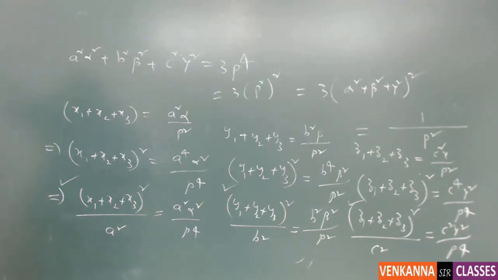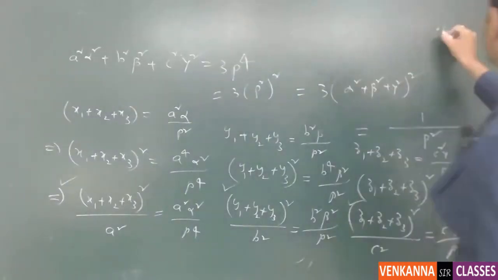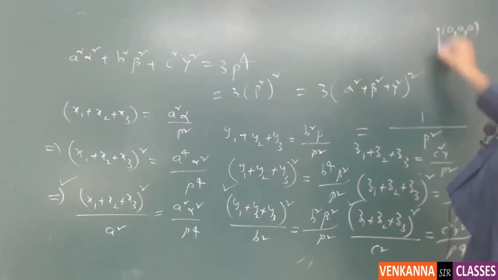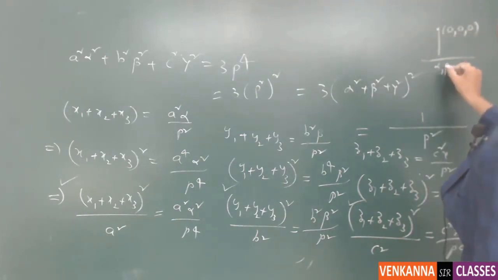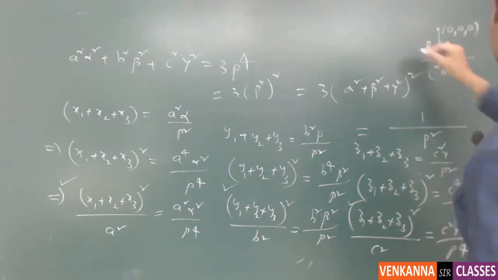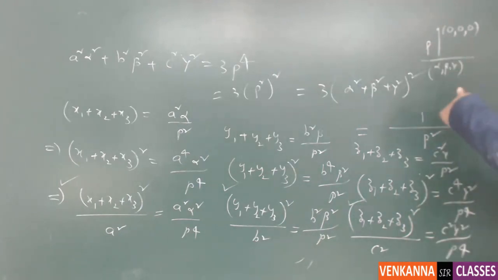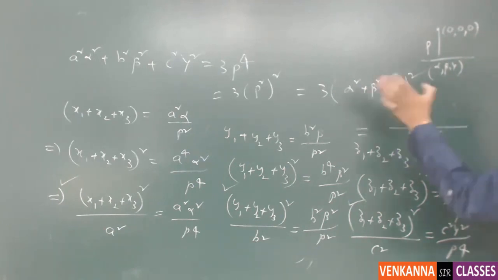Because p square is nothing but the distance from the origin to the point alpha, beta, gamma. P is the length of the perpendicular from the origin to alpha, beta, gamma. Alpha, beta, gamma is the foot of the perpendicular. If you have a small doubt, you can say this is 0, 0, 0. This is the point alpha, beta, gamma. This distance we are calling p. So p square is nothing but the distance between these two, alpha square plus beta square plus gamma square. I have substituted the value here.